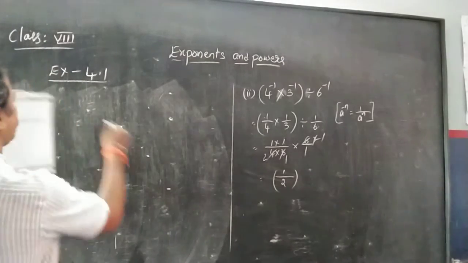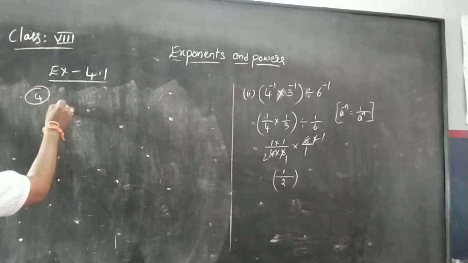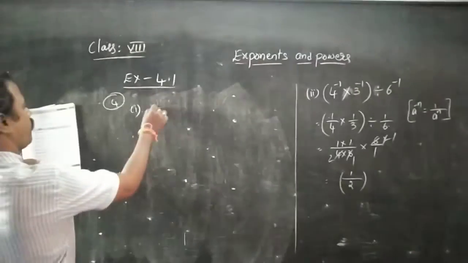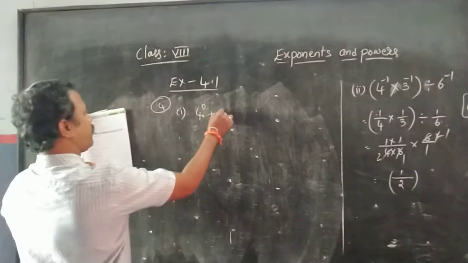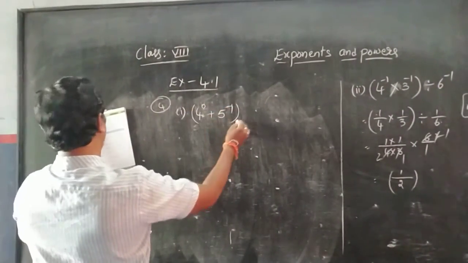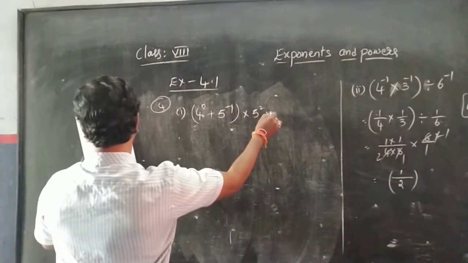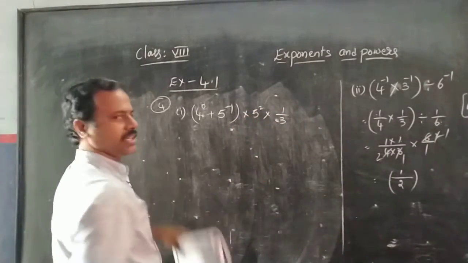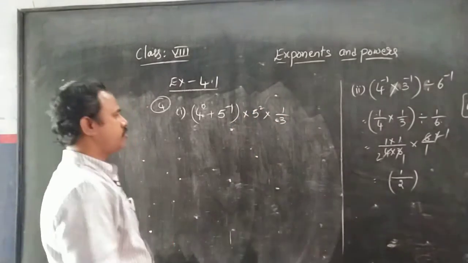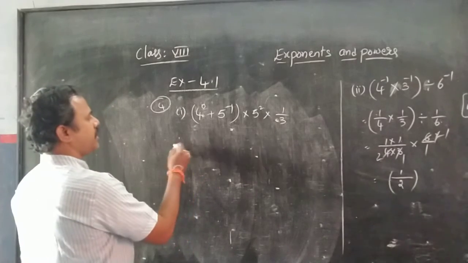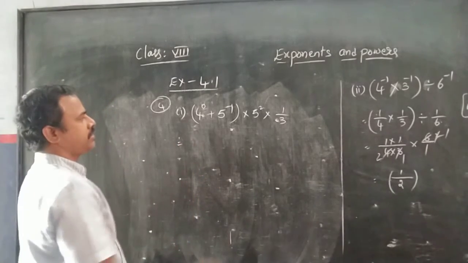Okay? Right. Now we go to the fourth question. In the fourth question, first one: 4 power 0 plus 5 power minus 1, multiplied with 5 square into 1 by 3. So what do you get here? How do you simplify this one?